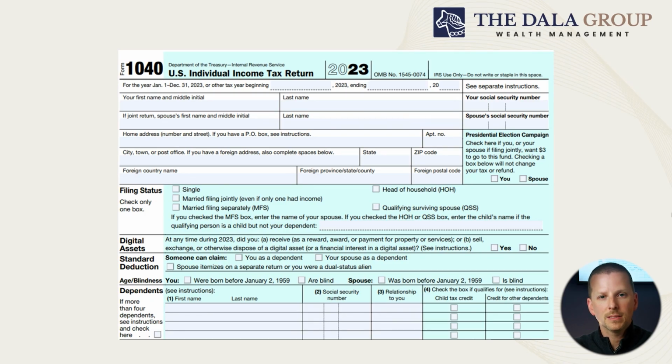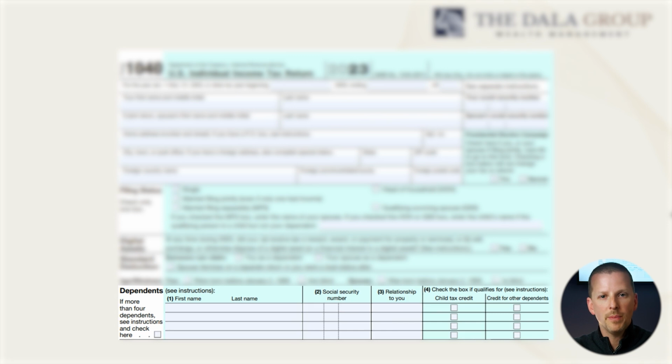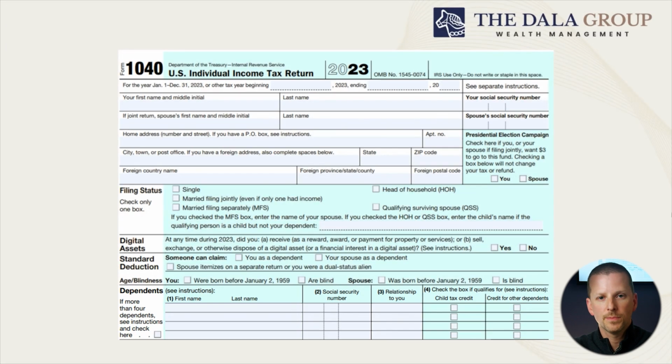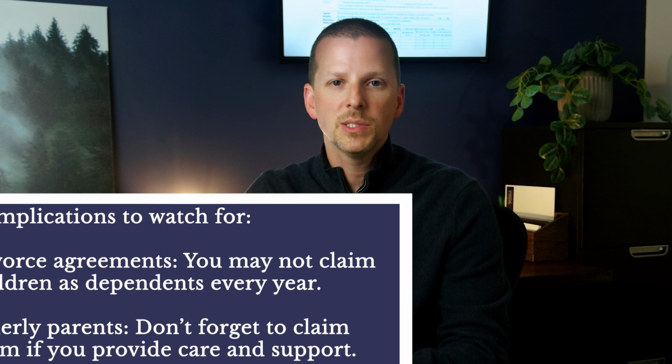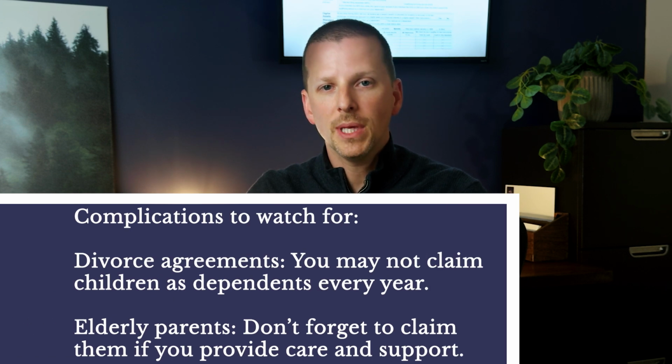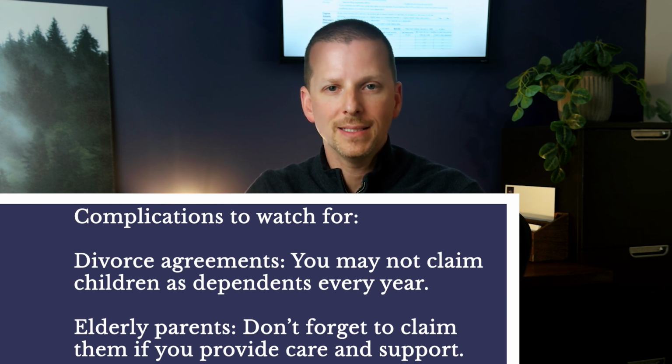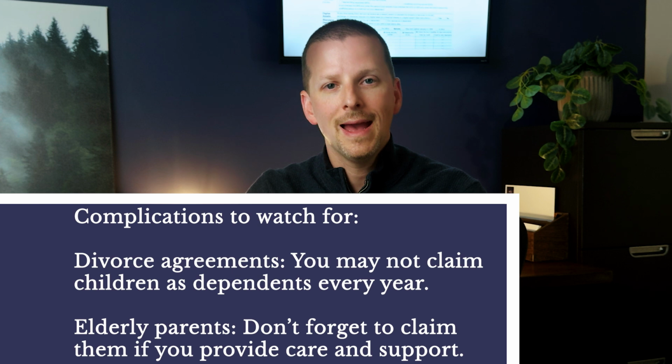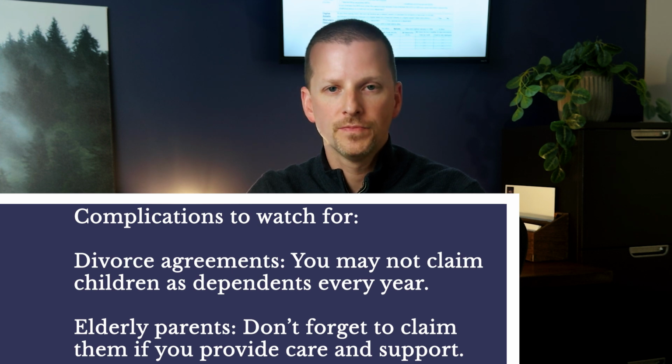Lastly, list your dependents. Typically, these are children or elderly parents that you support financially and who are living with you. The rules about who qualifies as a dependent can be complicated, so we recommend reading those same instructions if your situation may be different from other families. Now, one item that can complicate this section is divorce. Depending on your divorce agreement, you may not be able to claim your dependent children every year. A second item we see is forgetting to claim your elderly parent as a dependent when you are taking care of them and when you're providing financial support.